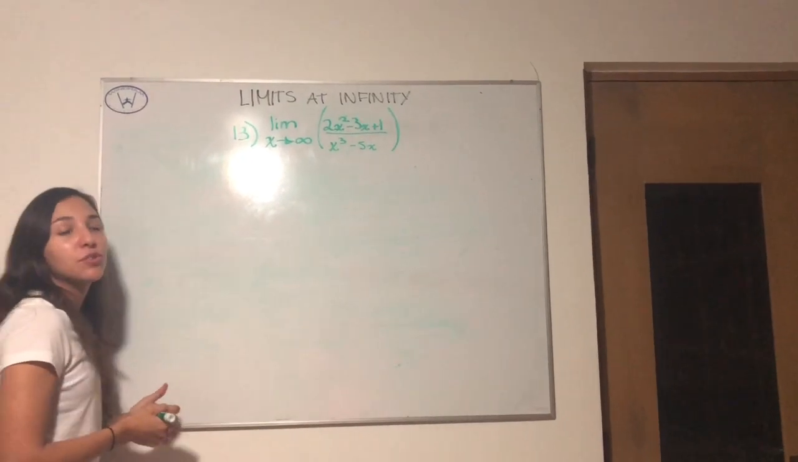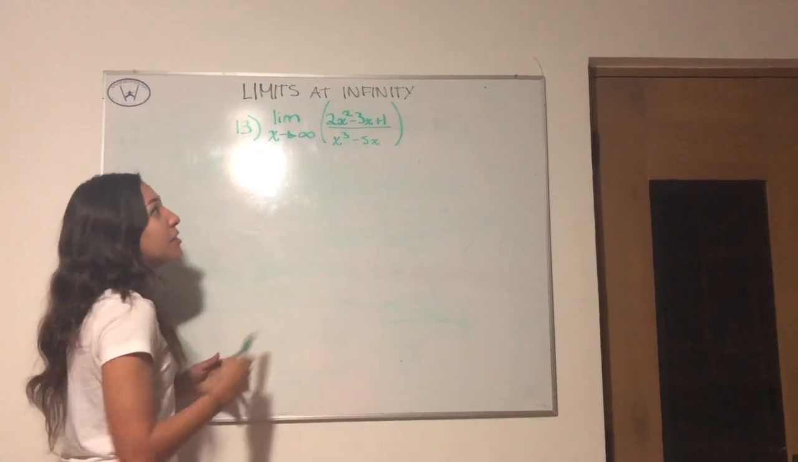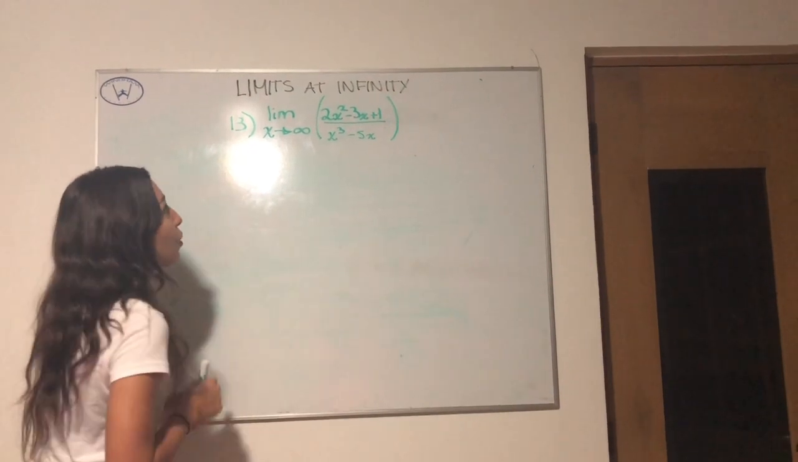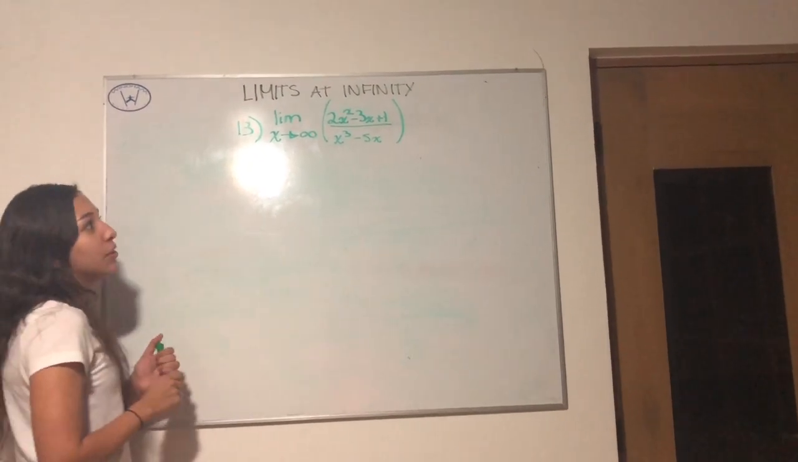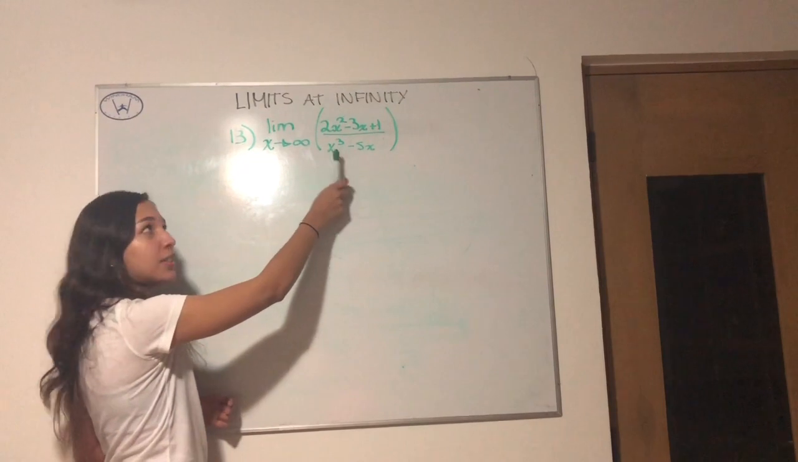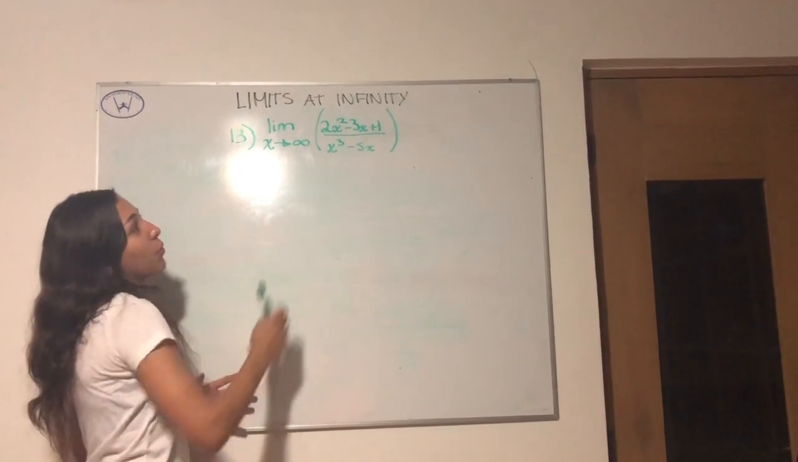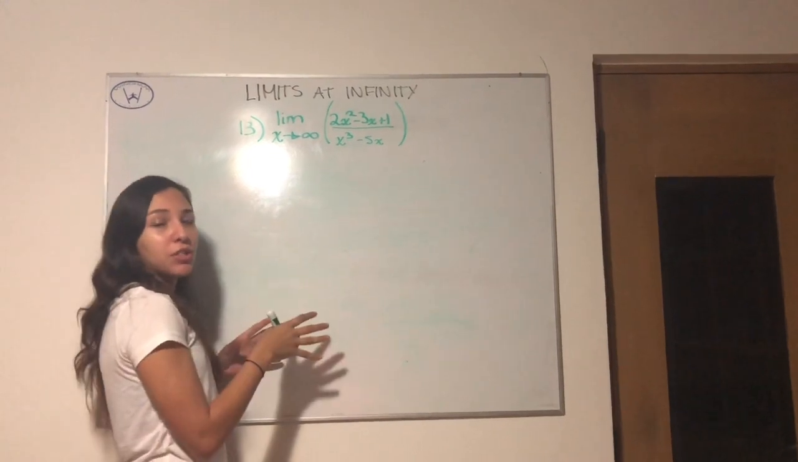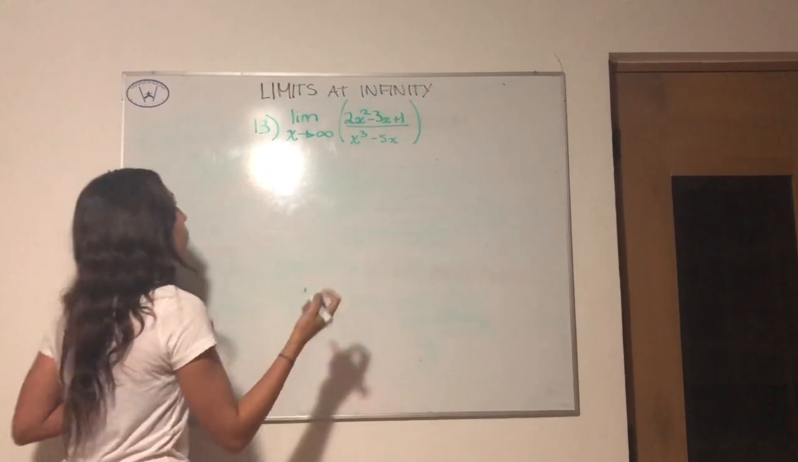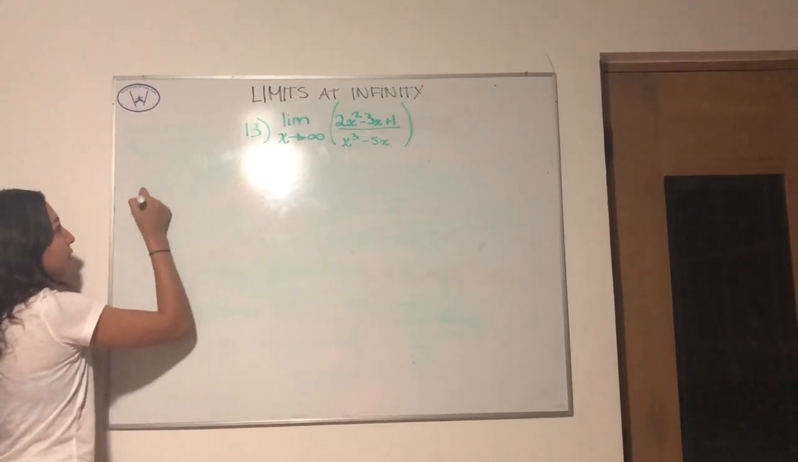So we're going to start to solve the problem of limits at infinity. It's number 13. So the first step is looking for the x with the biggest exponent in the denominator. In this case, it's x cubed. So we're going to divide the whole equation by x cubed. So we have to rewrite this every single time.